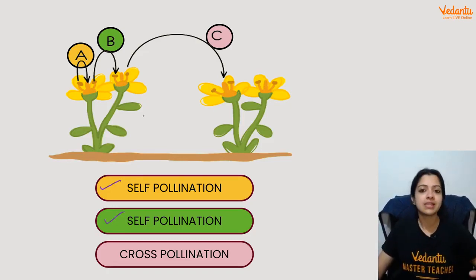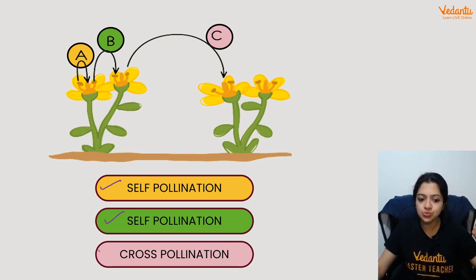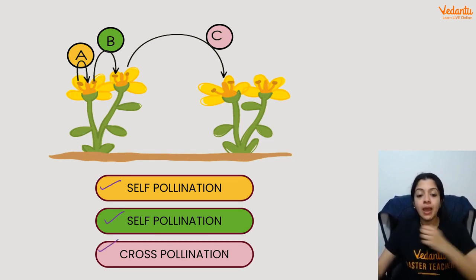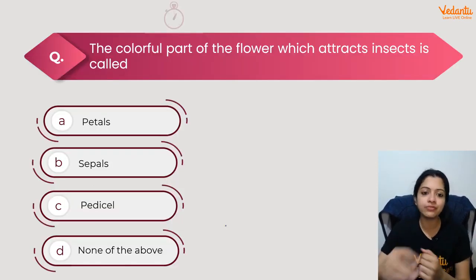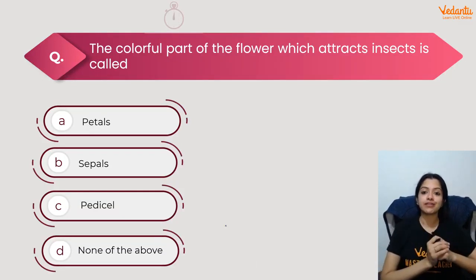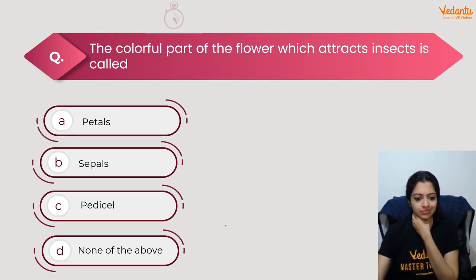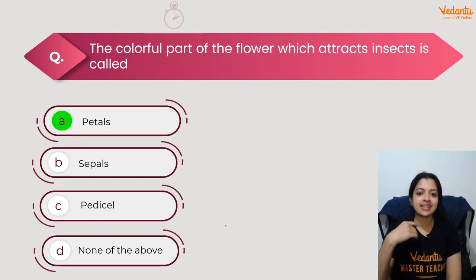Then, sometimes it happens between two completely different plant bodies; pollen grain transfer can occur. That is what we call cross pollination, wherein pollinating agents like water, wind, insects, birds, all of those would be involved. Now, coming to the next part: the colorful part of the flower which attracts insects. What is it? Petals, sepals, pedicel, none of these. Your time's up, and the answer is petals, the colorful part. Who has a doubt in this?